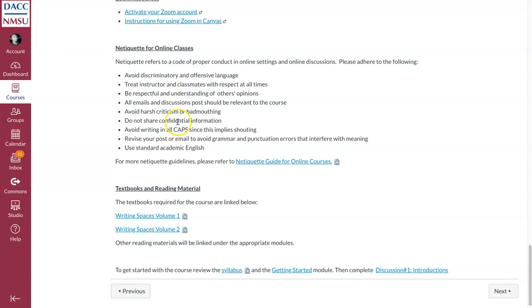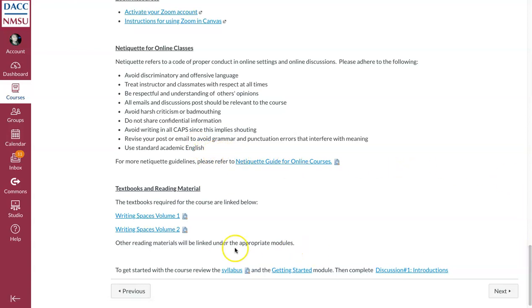I also have some guidelines for netiquette, and basically these are some guidelines that you should adhere to whenever you are interacting or communicating with other students. And make sure that you read these because this is relevant to your discussion posts. So you want to make sure that you don't badmouth or offend anyone or use discriminatory language or anything like that, because the discussion post should be written in standard academic English as well. So you don't want to use any slang or anything like that.